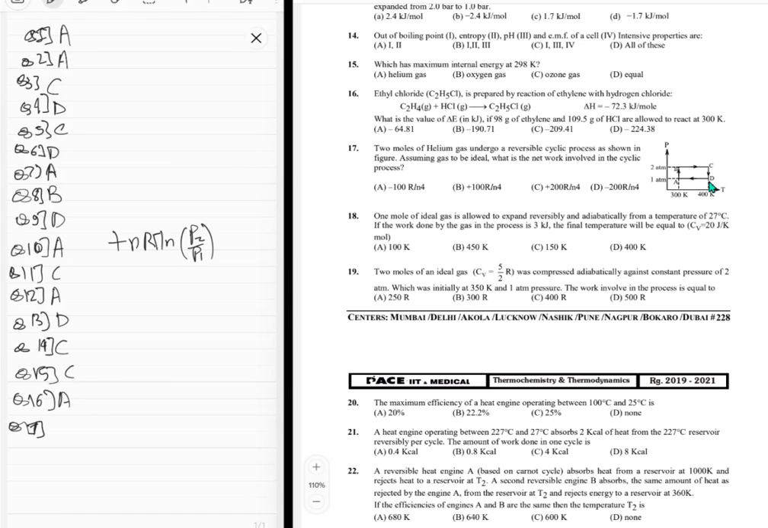Tell me what nR natural log of P2 upon P1 is: like 2 upon 1, natural log 2, into, say, the first guy's temperature is just 300, the other guy's temperature is 400, but it's negative because the whole process was opposite now. So it's negative 100 nR natural log 2. That's for these isothermal processes, and for the constant pressure process, you just have to find the volume change, right?